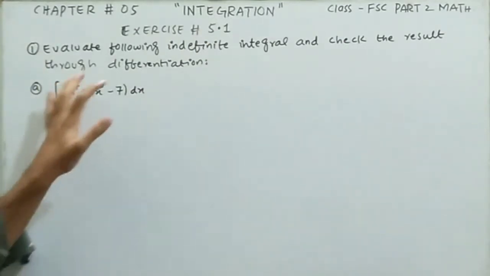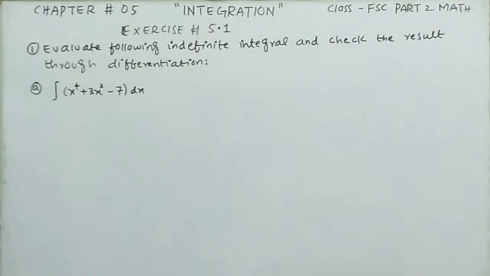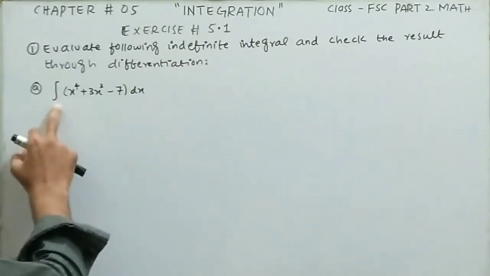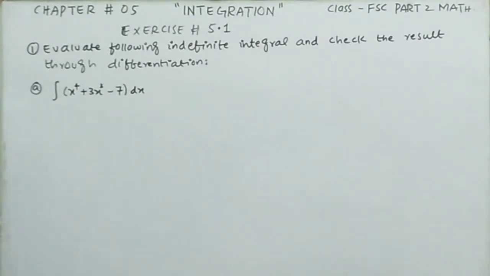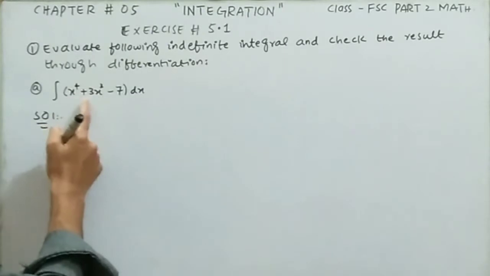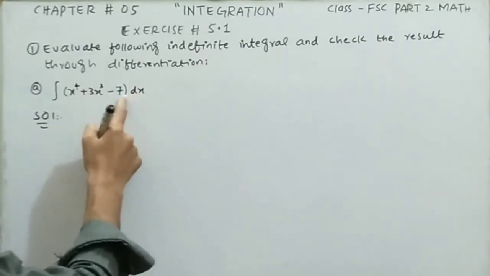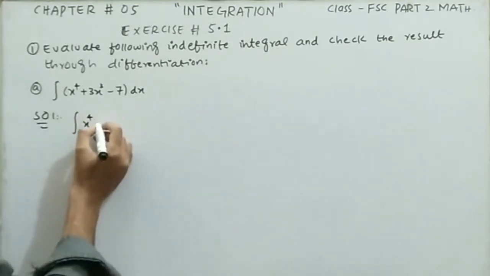Question number 1 tells us to evaluate the following indefinite integral and check the result through differentiation. So the first part is the integral of x power 4 plus 3x power 3 minus 7, into dx. So move to the solution of part number 1. This dx is multiplied with each and every term, so we can write it as integral of x power 4 dx.